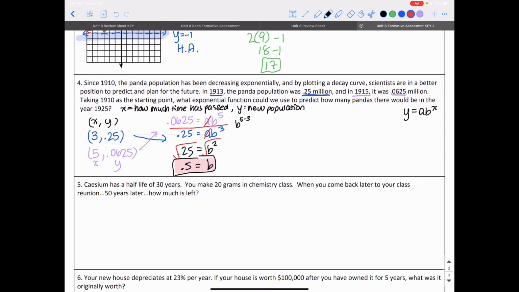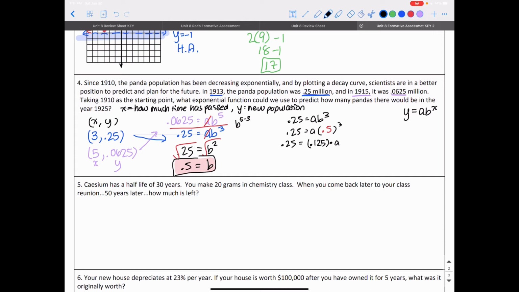It doesn't matter which one I pick for a system of equations, the answer is going to be the same. So I'm going to pick the one with the smaller numbers. 0.25 is equal to a times b to the third power, and I'm going to plug in 0.5. So I have 0.25 is equal to a times 0.5 to the third power. 0.5 to the third power gives me 0.125. So I have 0.125 times a gives me 0.25.